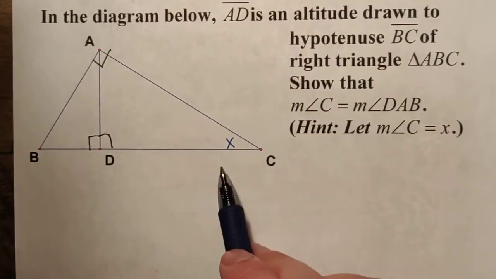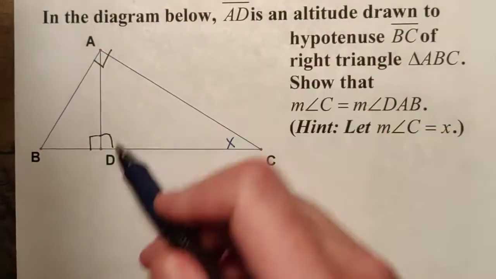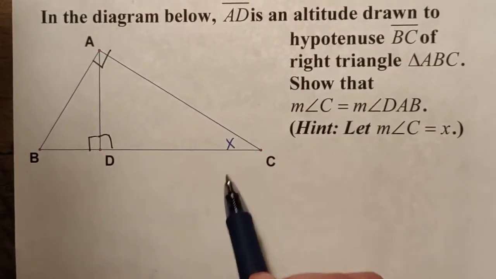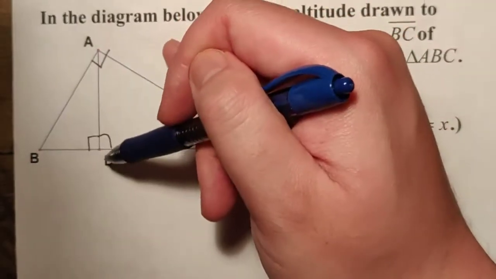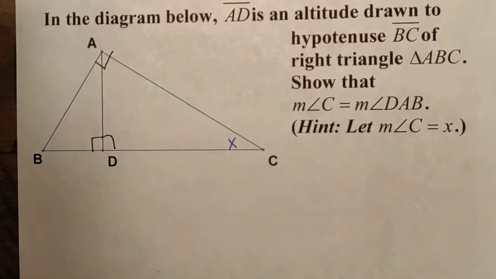Alrighty, so now we take a look at this here. We notice that this angle X is actually in two triangles. If we look at triangle ADC, I've got a right angle here and an X. So that means this angle DAC has a measure that's equal to 90 minus X, right? Because we know that DAC plus angle D plus angle C sums to 180. So in this case, DAC is 90 minus X.